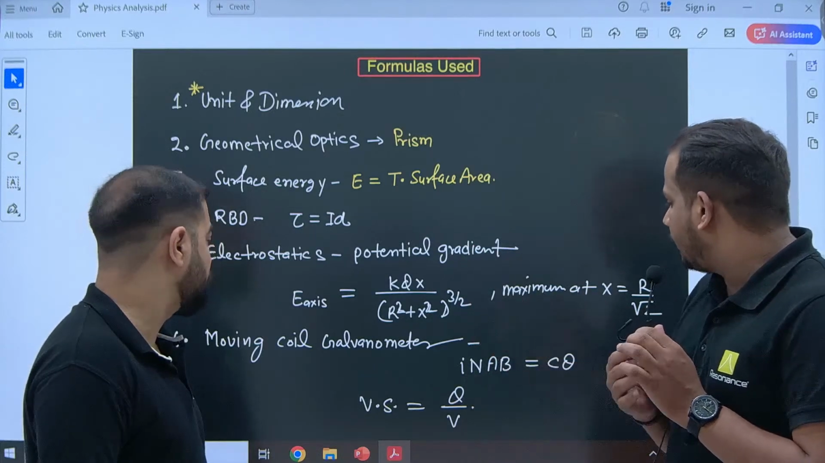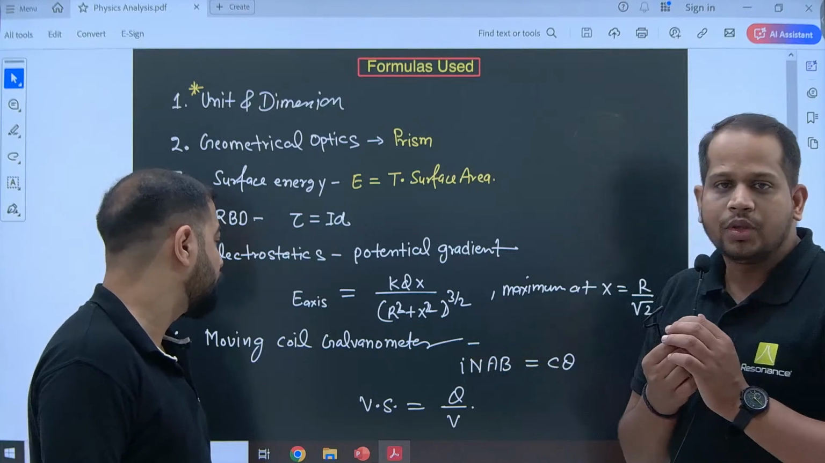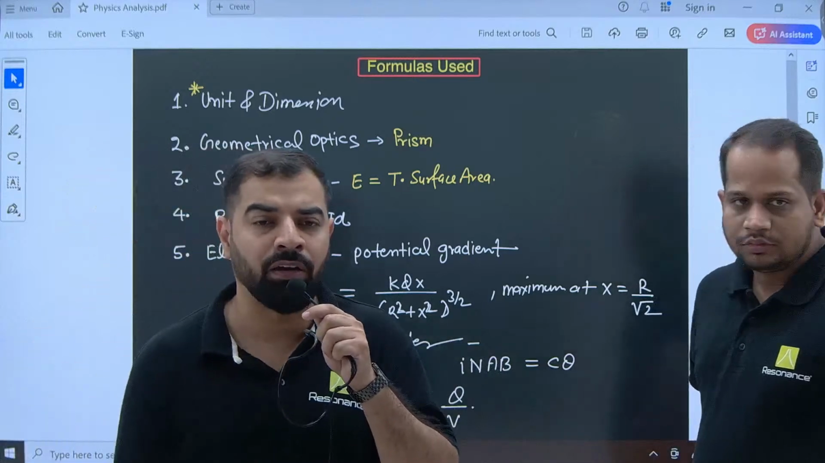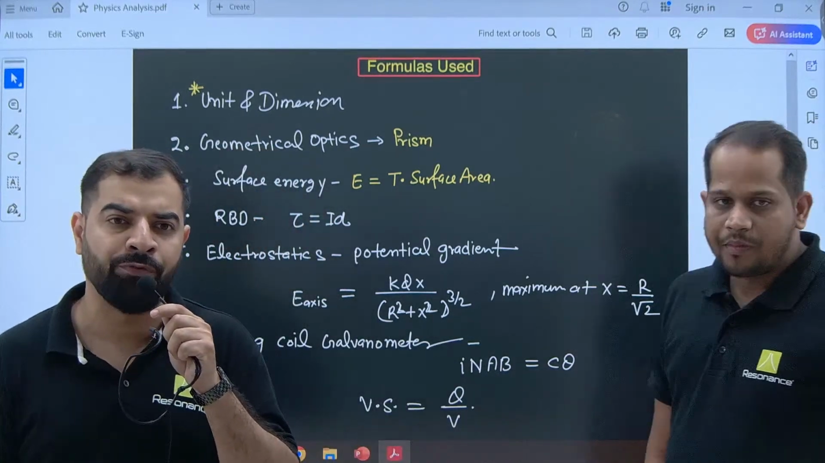The next they have given is voltage sensitivity from the moving coil galvanometer, right? For the moving coil galvanometer, obviously we expect questions to come very often from instruments.